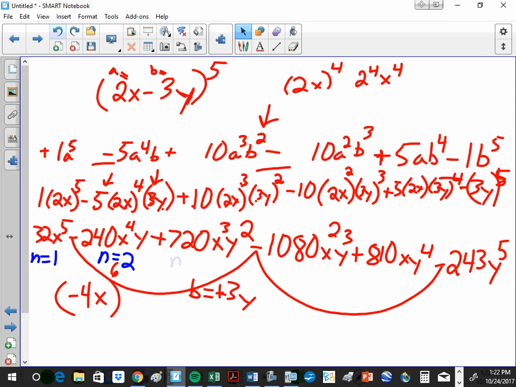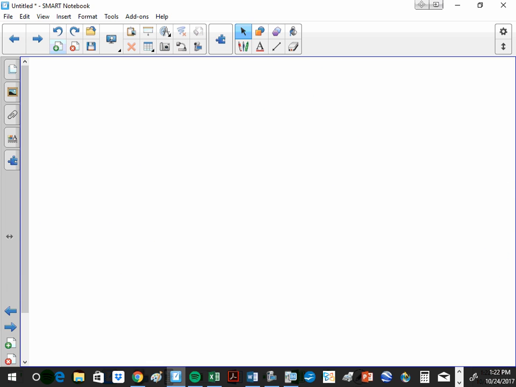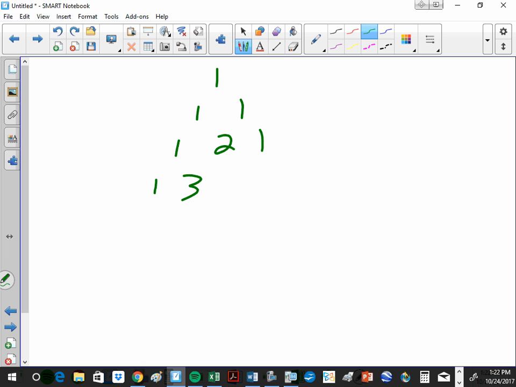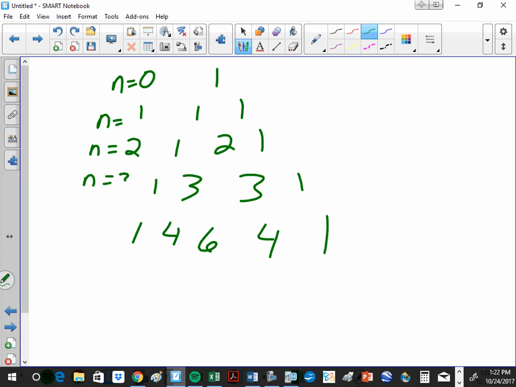So, our Pascal's triangle: 1; 1, 1; 1, 2, 1; 1, 3, 3, 1; 1, 4, 6, 4, 1. This row is the n equals 0 row. That's when the exponent is 0. A plus b raised to the 0 is 1. So this would be the n equals 1 row, and the n equals 2, n equals 3, and n equals 4. Okay, that's for the exponent.